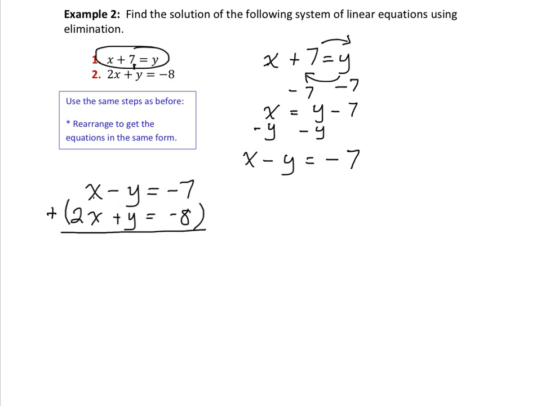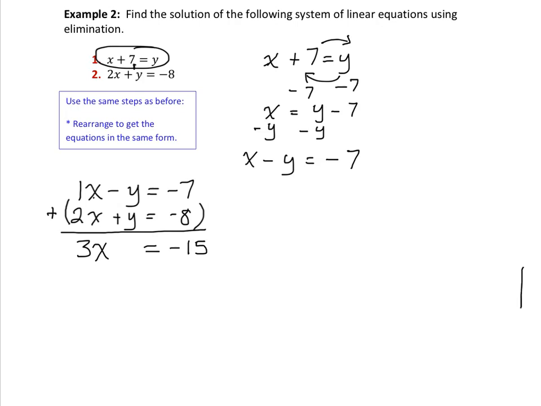Now, 1x plus 2x's gives you 3x. Negative 1y plus a positive y is equal to just 0 y's, so we leave that as 0 or as nothing there. And negative 7 here plus negative 8 would give us negative 15. Please be careful when you're adding and subtracting integers that you use the right signs.